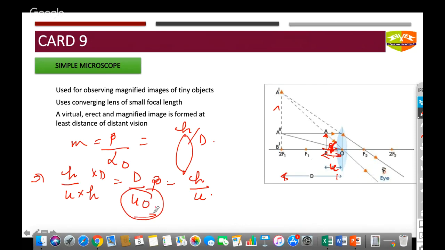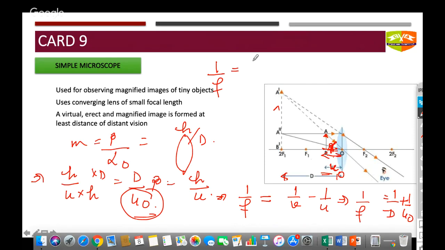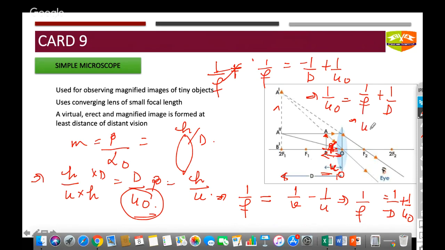Now I have to find out this U naught in the form of the focal length F. So how will you find out? We have to use the lens formula. So 1 by F is equal to 1 by V minus 1 by U. V is formed at D, so minus D because the image is virtual, and U will also be negative. Suppose I assume U to be U naught here, just to not confuse you. So 1 by F is equal to minus 1 by D plus 1 by U naught. So 1 by U naught is equal to 1 by F plus 1 by D. So what I get over here is U naught is equal to FD divided by F plus D.